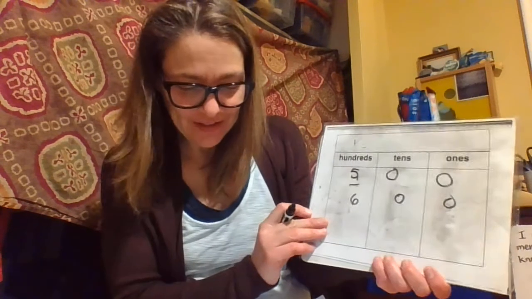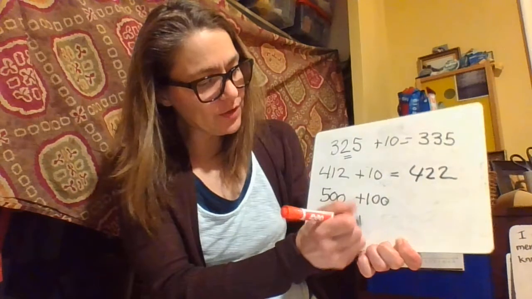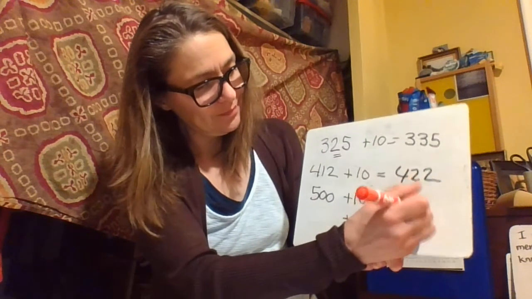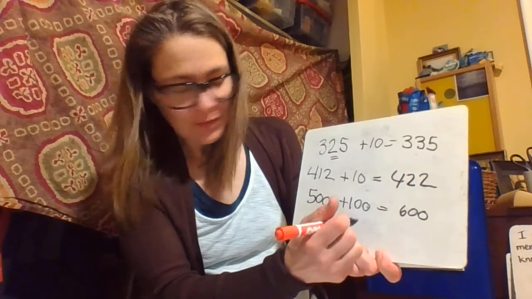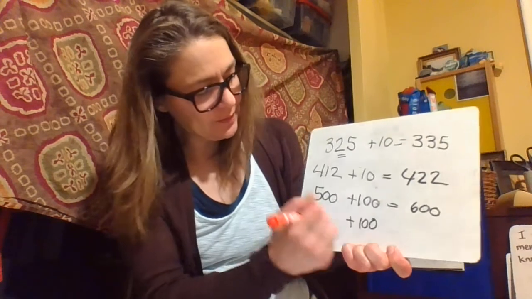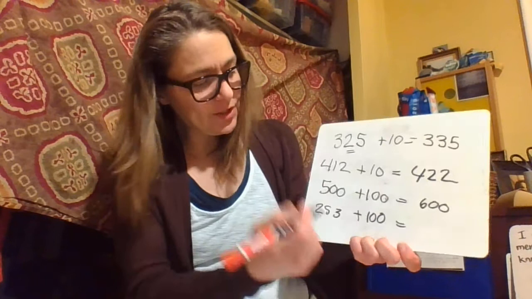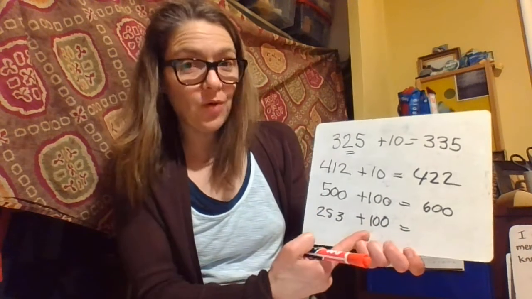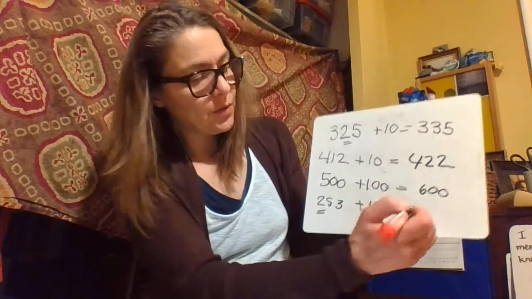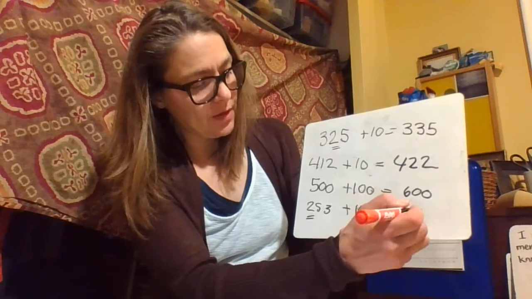All right, let's move on to number 4. And in number 4, they ask you to add 100 to 253. Again, which digit is changing when you add 100? The hundreds. So it's going to become 353.